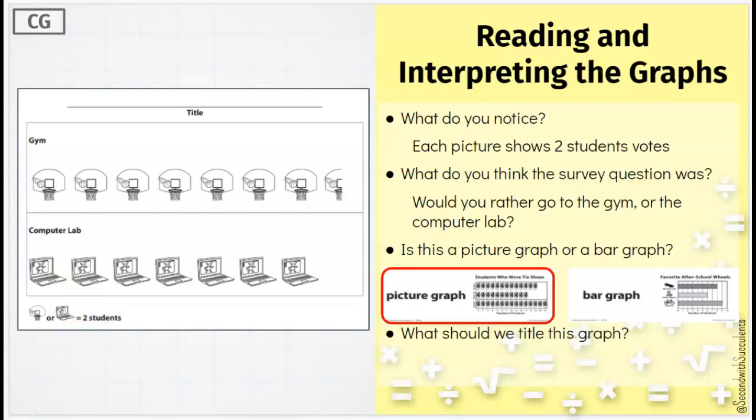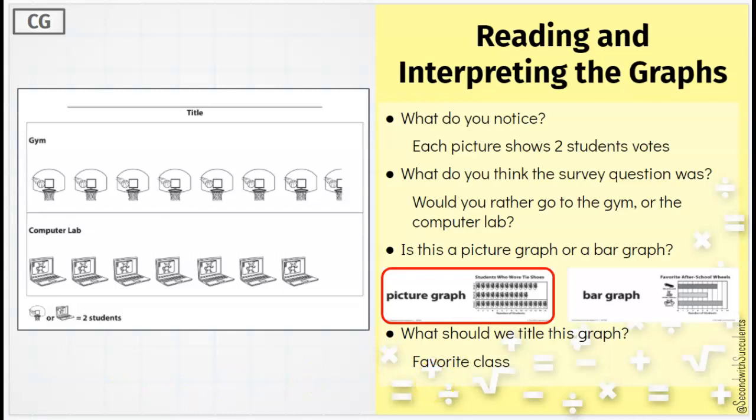What do you think we should title this graph? Thinking about what our question was, what would a good title be that represents this data or information? Now again, you might have a few different ideas. One title that we can use that works is favorite class, or student's favorite class, or favorite place to go in the school. Any of those would work. We're going to use favorite class.